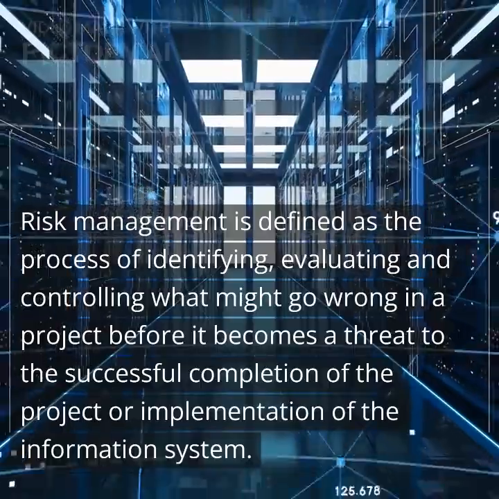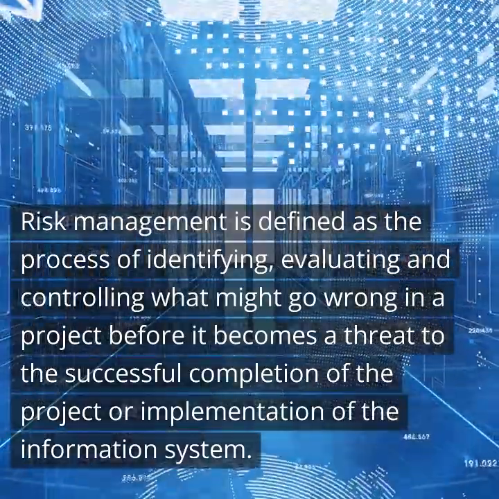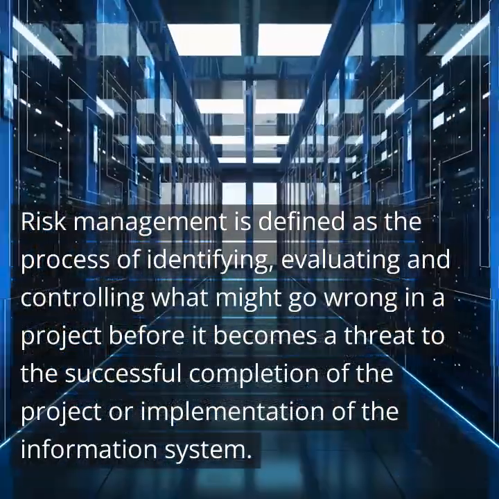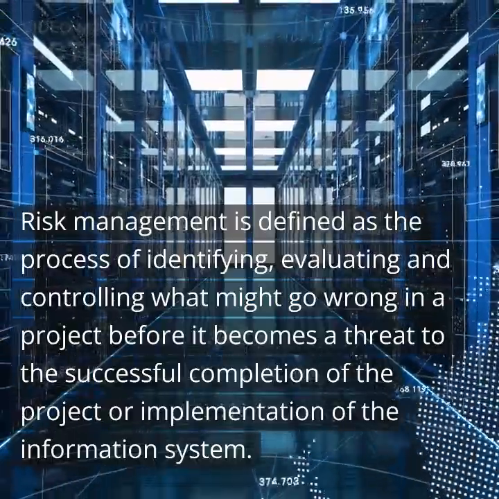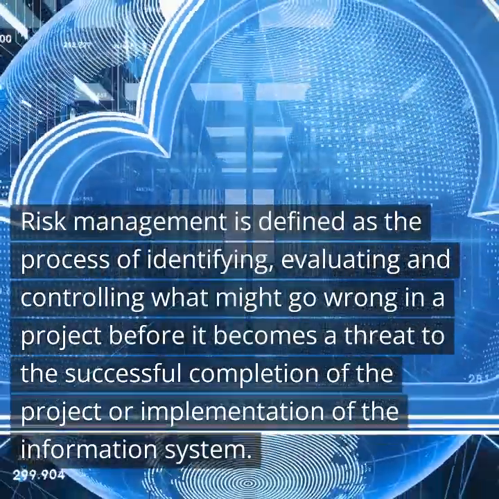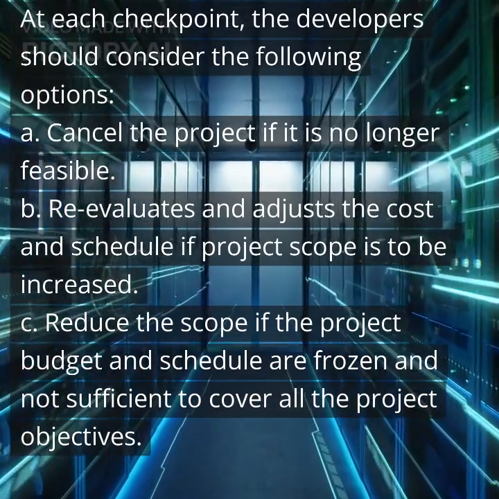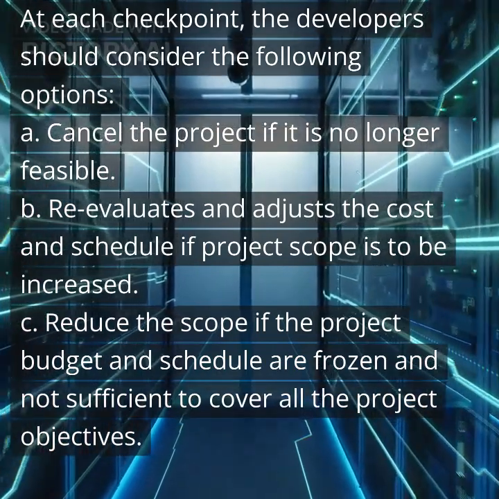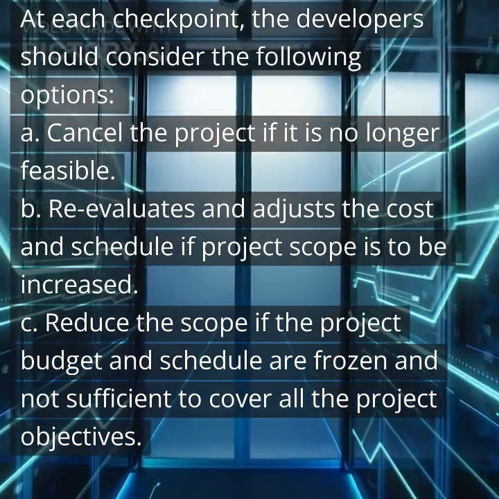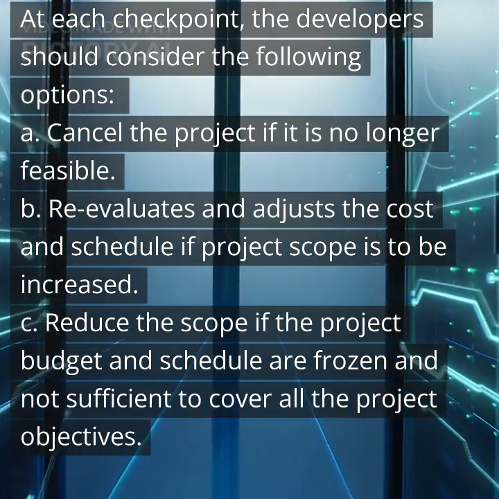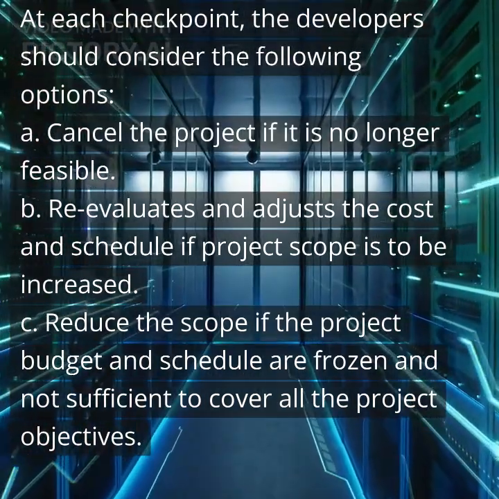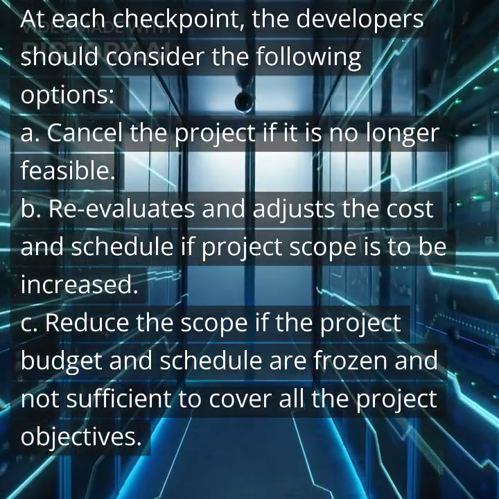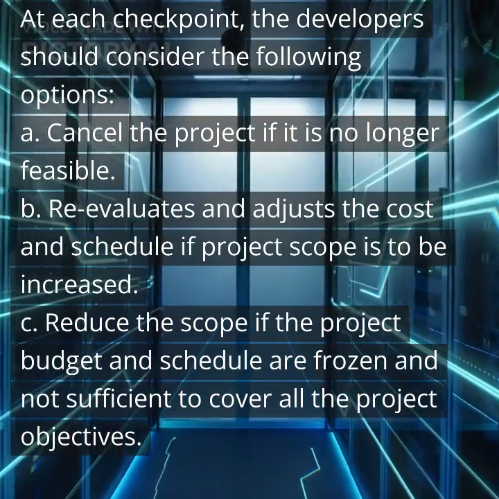Risk management is defined as the process of identifying, evaluating and controlling what might go wrong in a project before it becomes a threat to the successful completion of the project or implementation of the information system. At each checkpoint, the developers should consider the following options: A. Cancel the project if it is no longer feasible. B. Re-evaluate and adjust the cost and schedule if project scope is to be increased. C. Reduce the scope if the project budget and schedule are frozen and not sufficient to cover all the project objectives.